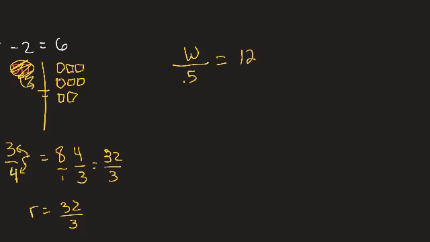So now at this point, if w is being divided by 0.5, how do I undo divided by? Well, I undo it by saying multiplied by. So I'm going to multiply this side by 0.5 and multiply this side by 0.5. These two cancel, and now I get w equals 12 times 0.5. Well, what's 12 times 1/2? 6.